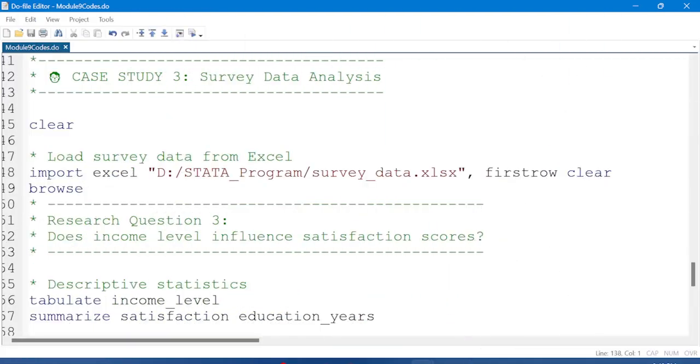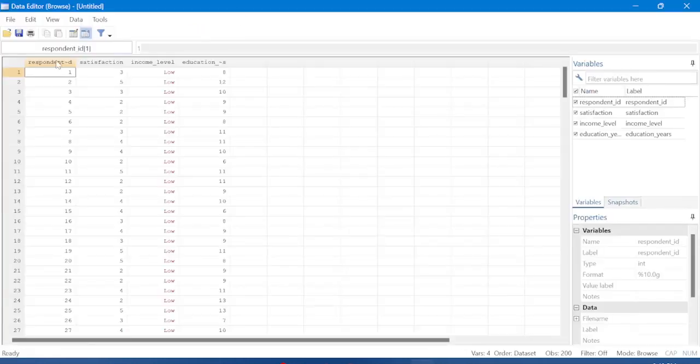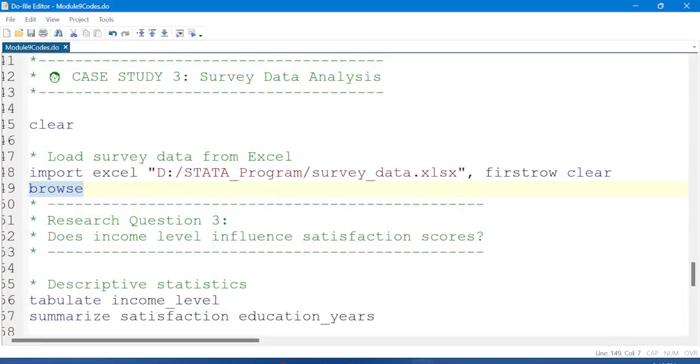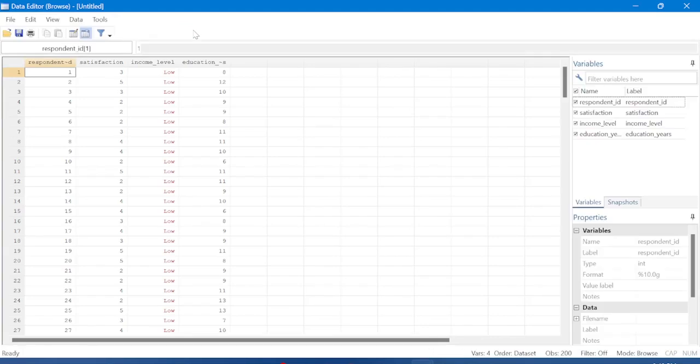And now let us finalize with case study 3, which entails survey data analytics, and we will clear our memory again, and we load data, survey data, and let us browse. So you realize that you have respondent ID, satisfaction score, income level, and education status. So the research question is: does income level influence satisfaction score? So let us again review the data.